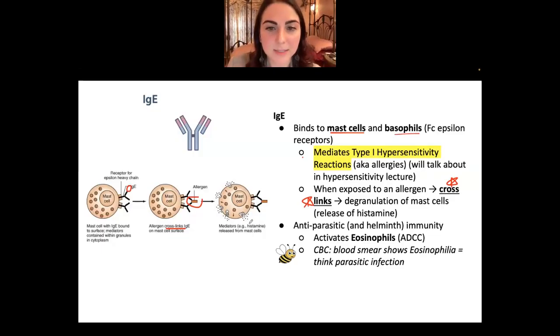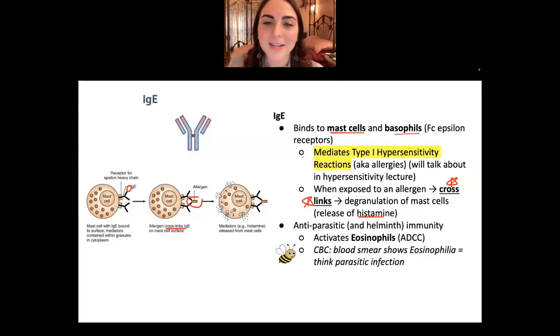Mast cells' mediator is histamine. This is why you take an antihistamine, something like Zyrtec or Claritin. It's trying to block this histamine. It's like a neutralizing antibody against histamine. That's what antihistamines are.